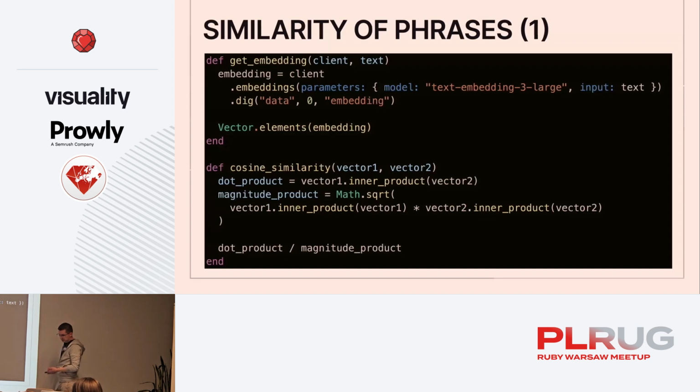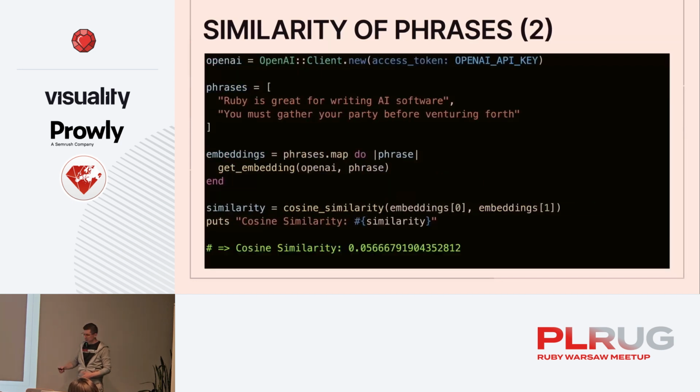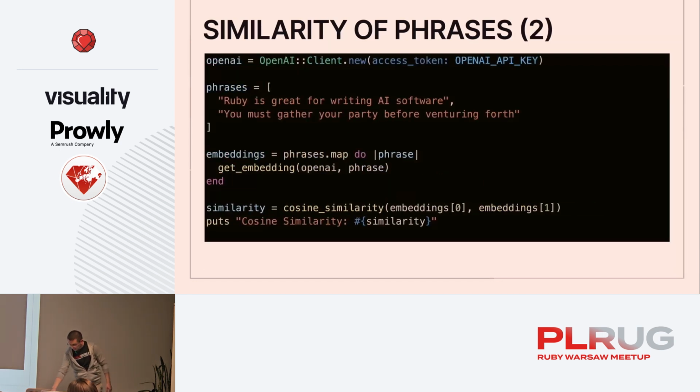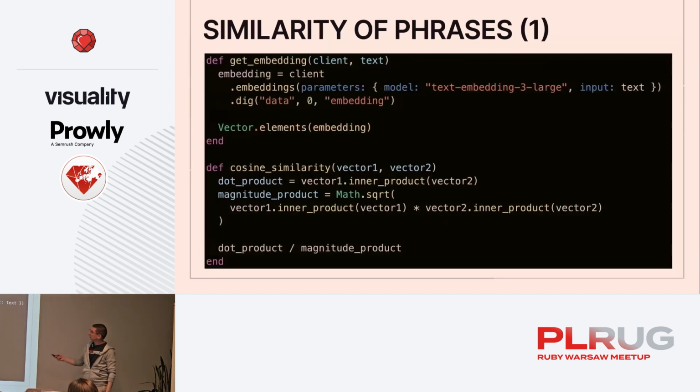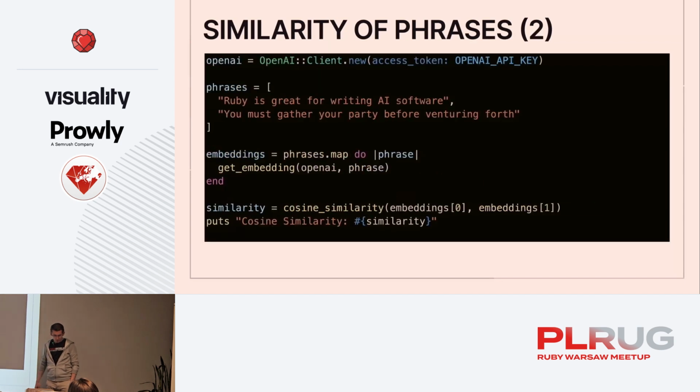Let's see how it works in the wild. So again, I just defined two methods so that I don't have to pollute further slides with that. We can get embeddings, given the client and some phrase, and we can check the similarity between two vectors. Nothing fancy in here. All right, so let's compare.